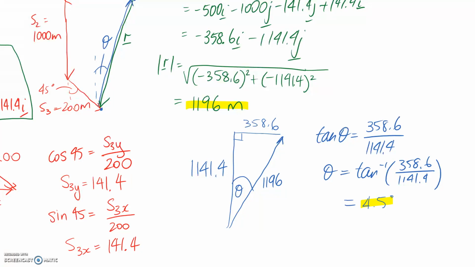So you might want to conclude it as north 4.5 degrees east is the direction that you want to walk in. Alright, so face north and then turn this far toward the east direction.